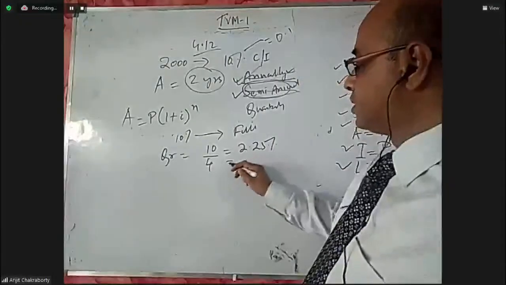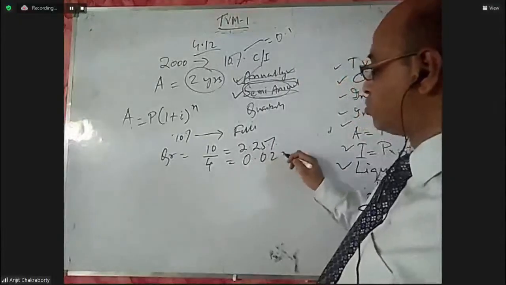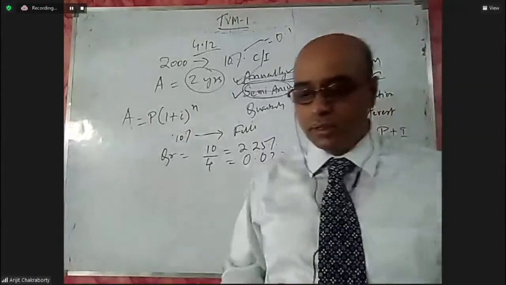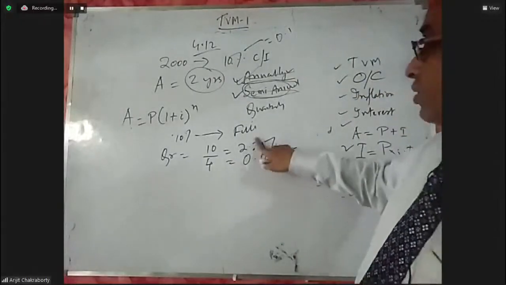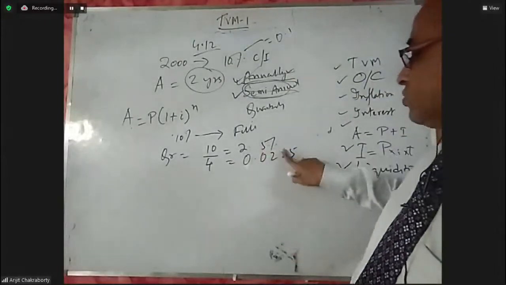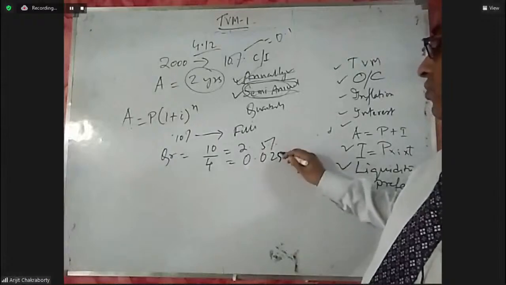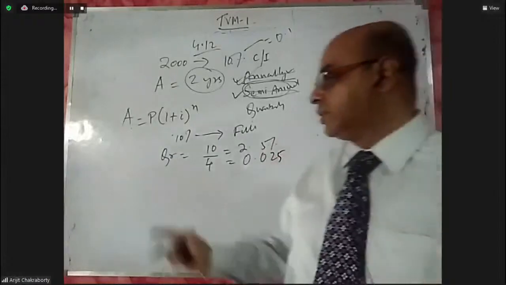That is 2.25%, which is equal to 0.0225. This is 2.5, I'm sorry. Yeah, 2.5%. So this will be 0.025. This will be the interest rate.